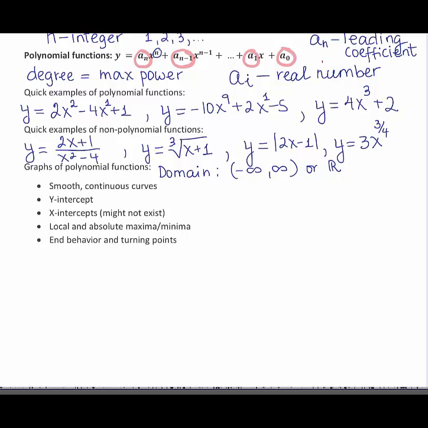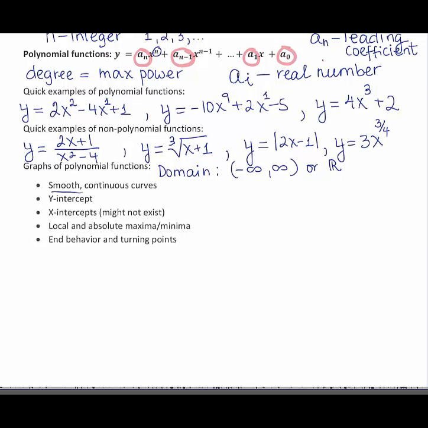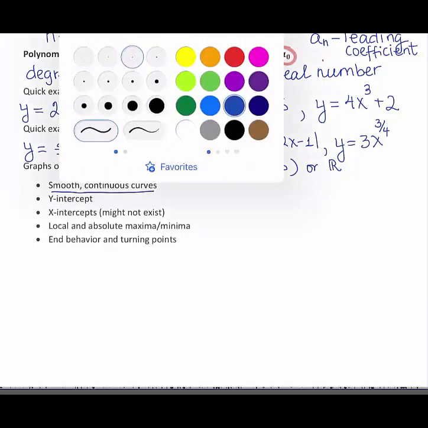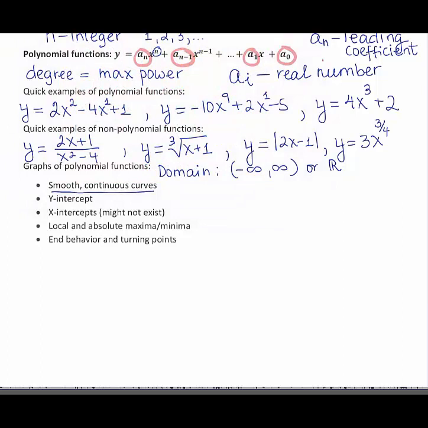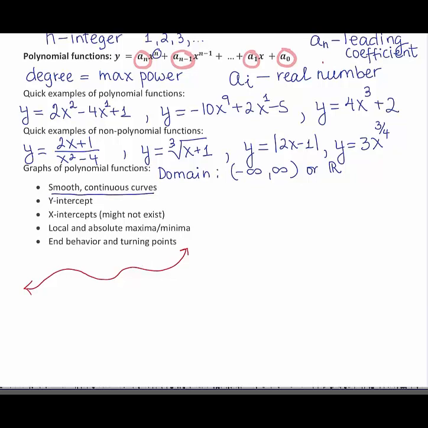The graphs of polynomial functions are nice, smooth, continuous curves. What does that mean? Continuous means there are no rips. Smooth means that there are no sharp edges or corners, right? So something like this, that's an example of a smooth curve. Something that's not a smooth curve.